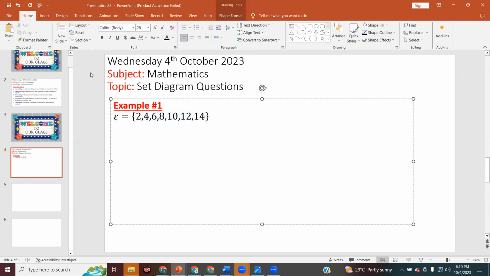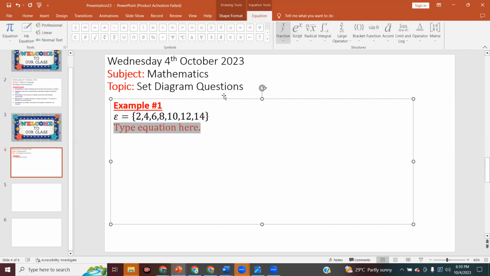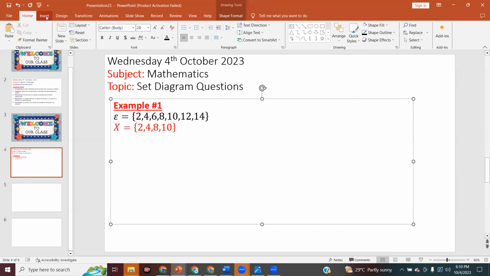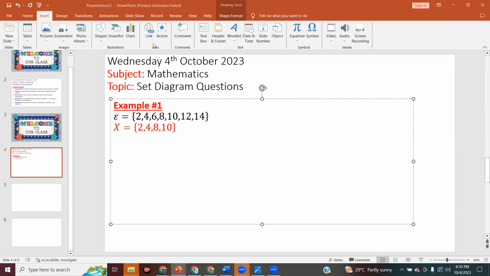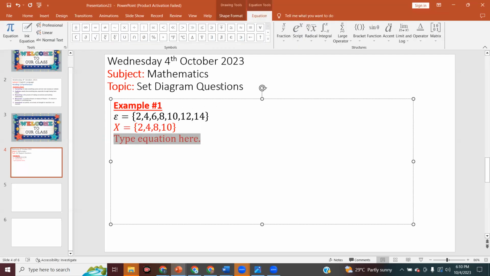And let's say that we have set X, such that set X is equal to 2, 4, 8, and 10. And set Y equals 6, 8, and 14.